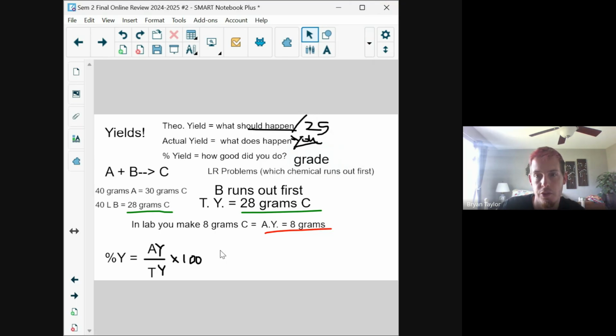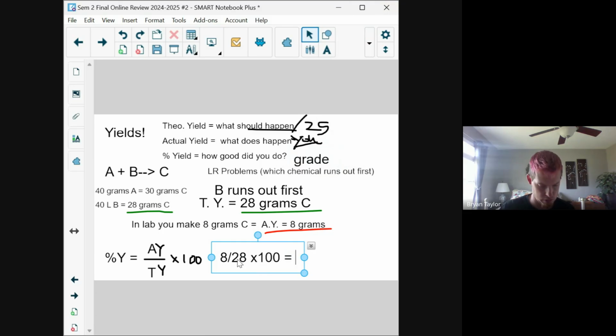So for this one, it's going to be 8 divided by 28 times 100, which is 4 14ths, which is 2 7ths. Oh, that's not good. Yeah, 28.6%. That's terrible. So, yeah, that didn't go very well. And that is all of the yields.